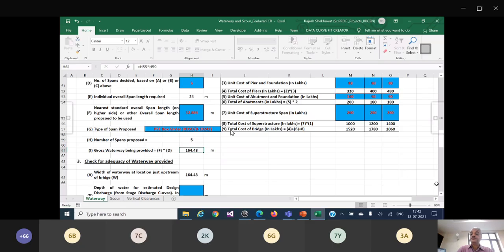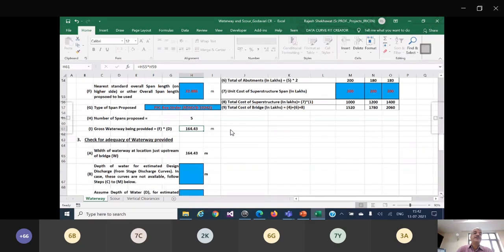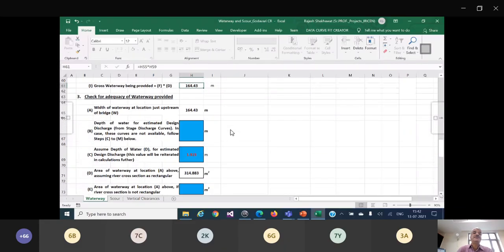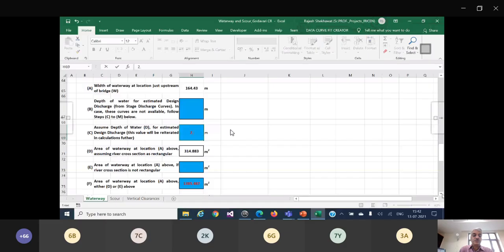Now we will calculate the adequacy of waterway. For that we will need the depth. So width of waterway just upstream will be your gross waterway. Now depth of water, if you have a stage discharge relationship, from there you put it. In this case, let us say we don't have, so you assume some water depth. Let us say I assume 2.1 meter, just to give you an example. So it will give you area of waterway at this location.